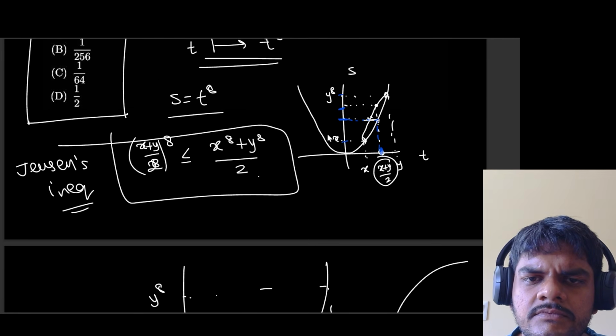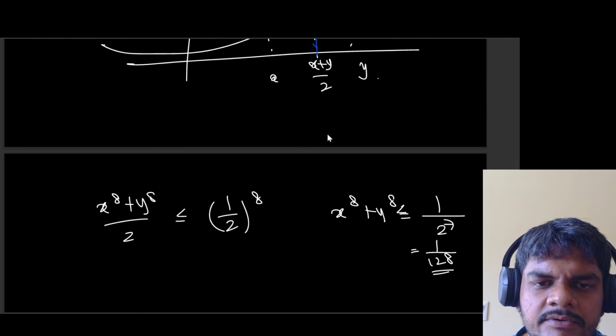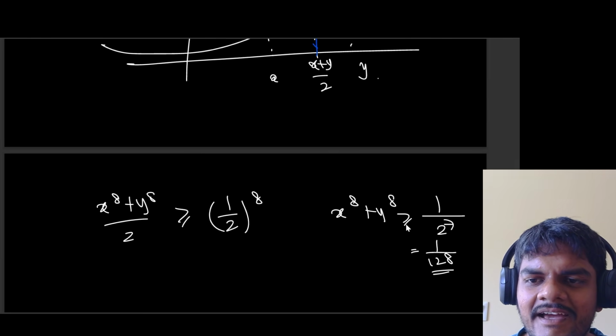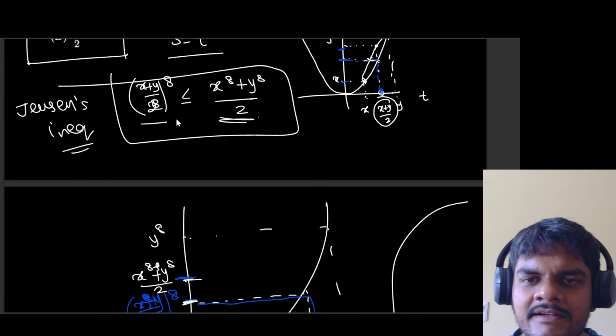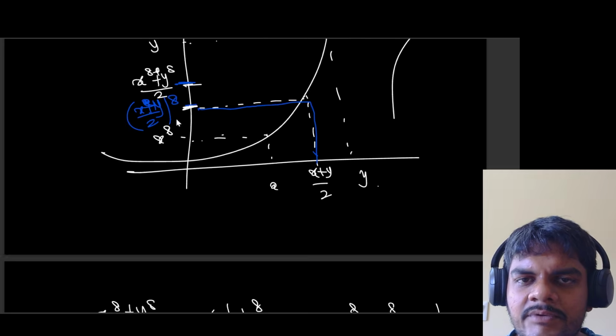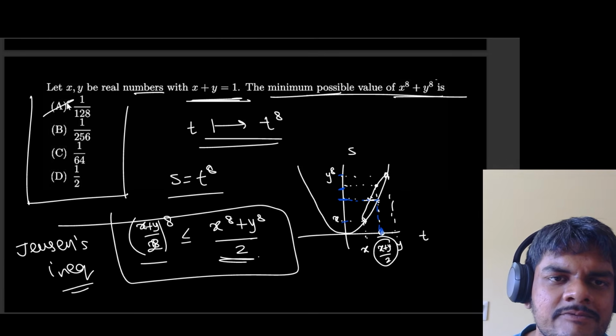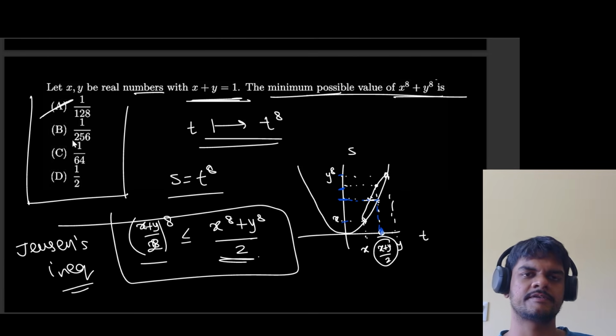Sorry, yes, obviously, here it is greater than or equal to. So it is greater than or equal to 1 by 128. So the minimum possible value is 1 by 128. That's the question.